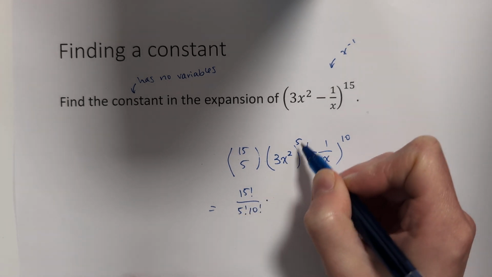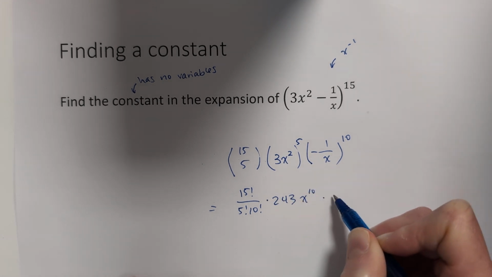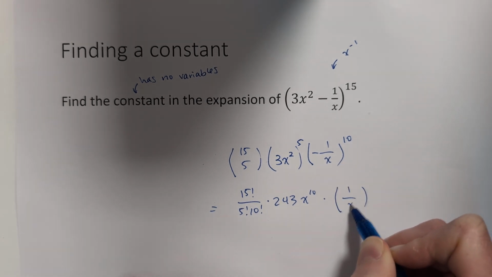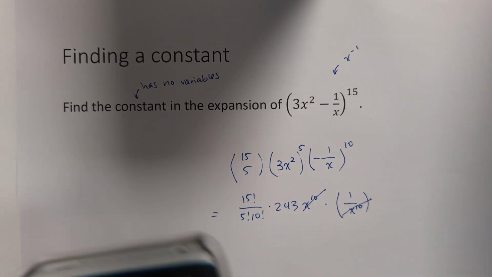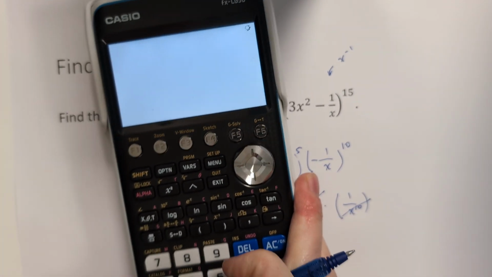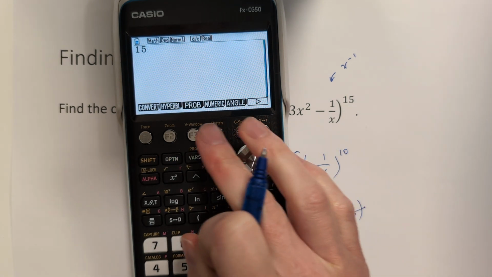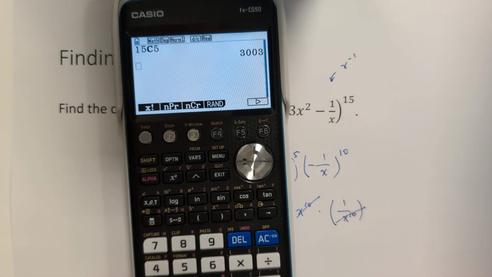3 to the 5th is going to be 243. I'm not going to, of course, be able to put the x's into my calculator. This will become positive. 1 to the 10th is 1 over x to the 10th. Doesn't matter if you use parentheses or not. So as you put this into your calculator, you do have some options. The 1 is going to be silly. You could, just to show you again, say, okay, I just want 15, and then this choose is under probability. You could choose 5. You'll see that it's the same thing as 15 choose 10.